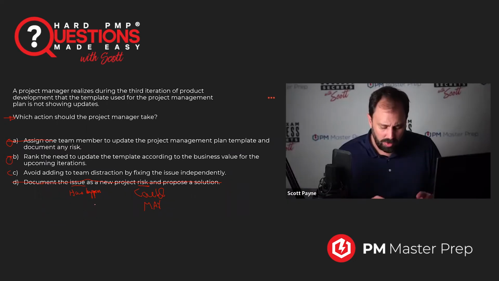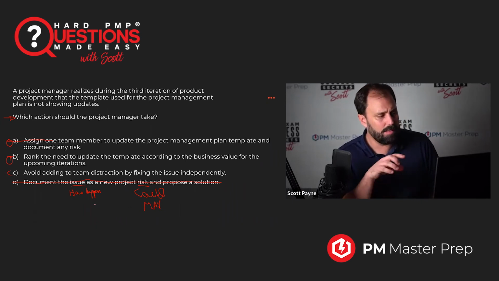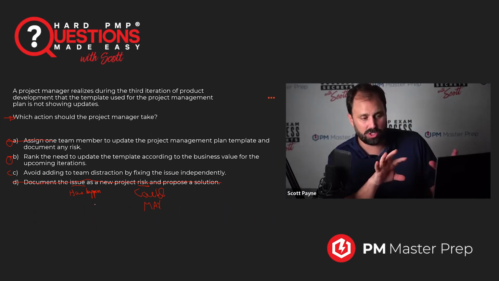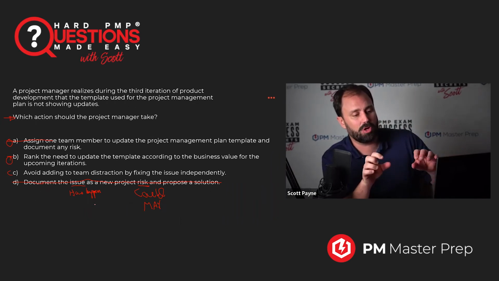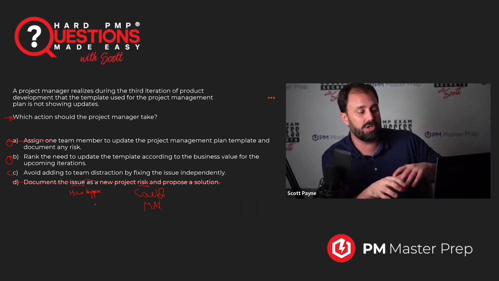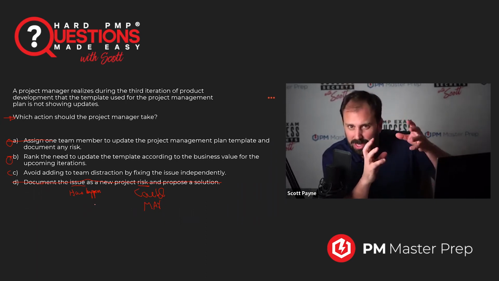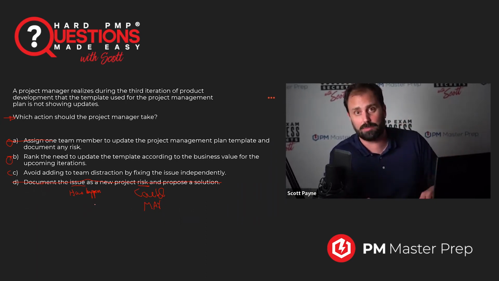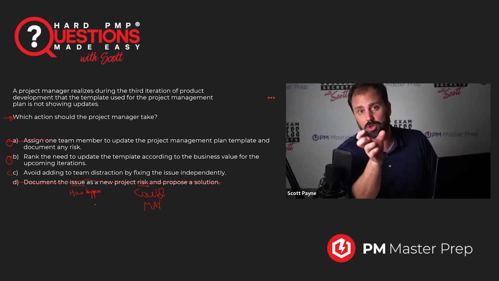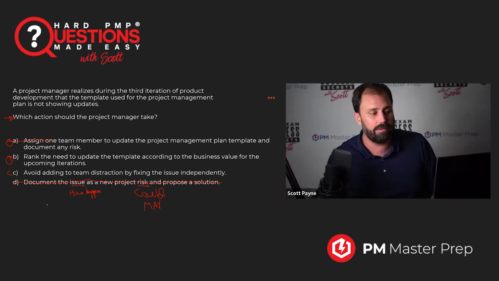Let me ask you one more question. You're doing great. I love it on C. I'm asking you a question just in generality. Like B, rank the need to update the template according to business value for the upcoming iteration. What's the inference of where they're saying rank it? Not saying it's right. I'm just saying, where are they saying technically you would be ranking this? What's the document called there?